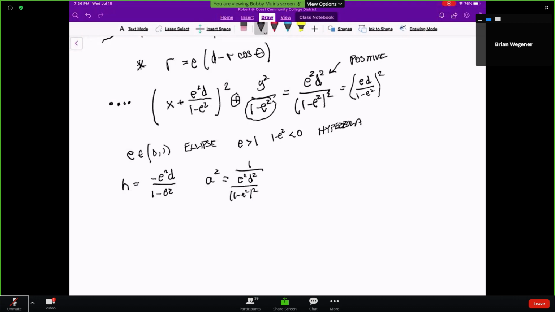Hey, Bobby, real quick. I noticed that you have H equals minus E squared D. It's not E squared D. Oh, it's coming from the X. Sorry. I just wanted to double check that before we move too far.